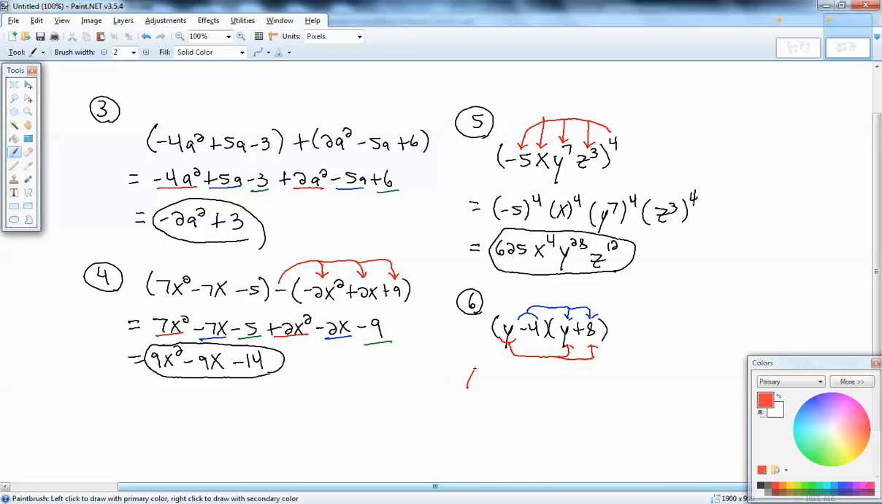Okay, so we're going to have y times y, our first. We'll have y times 8, our outer. We'll have negative 4 times y, our inner. And negative 4 times 8, our last. And I'm just following my lines to see what to multiply together. Y times y is y squared. Y times 8 is 8y.